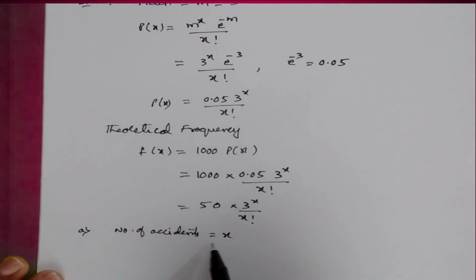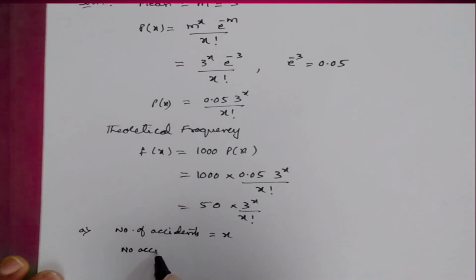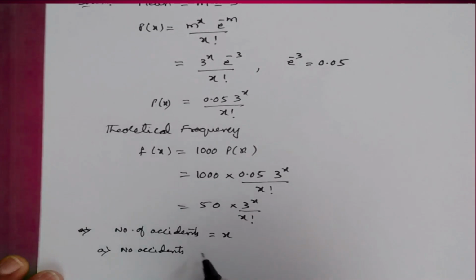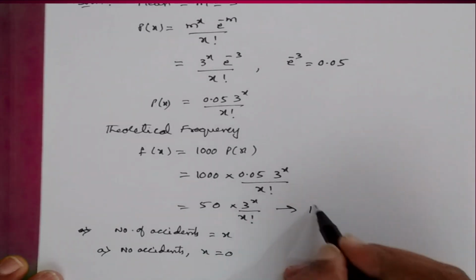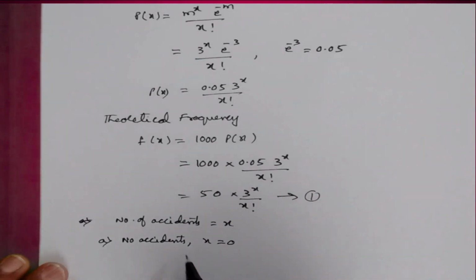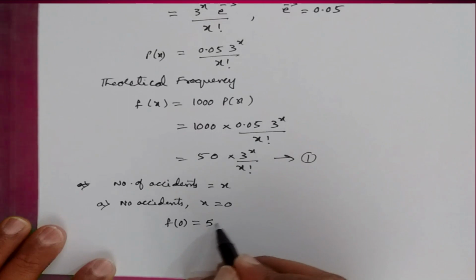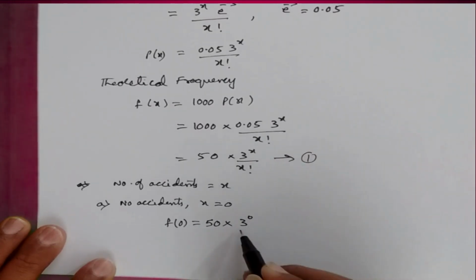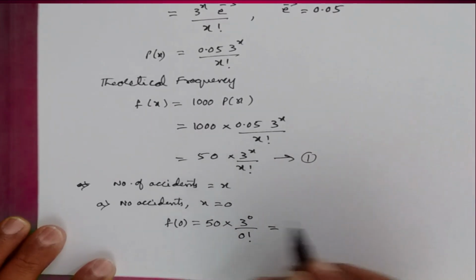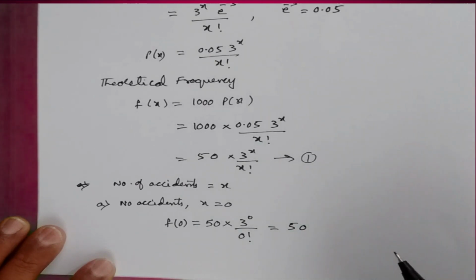No accidents. So no accidents will represent the value of x equal to 0. Take this as equation 1. Put the value of x as 0 over here. You will be getting f of 0 equals 50 times 3 power of 0 divided by 0 factorial, which is nothing but 50 itself.